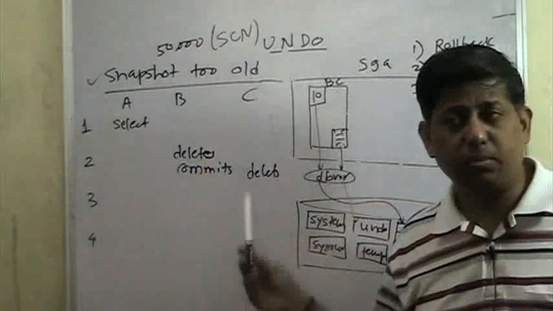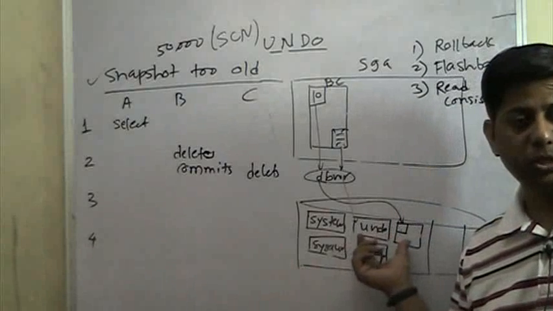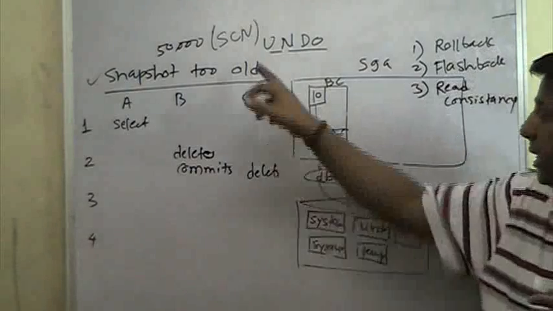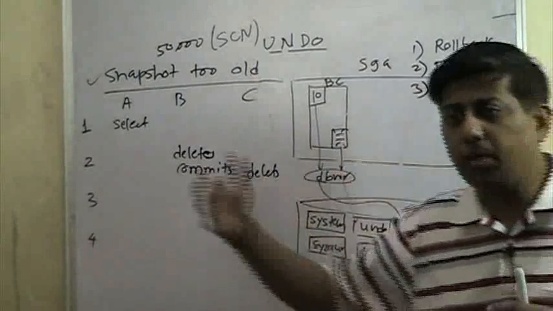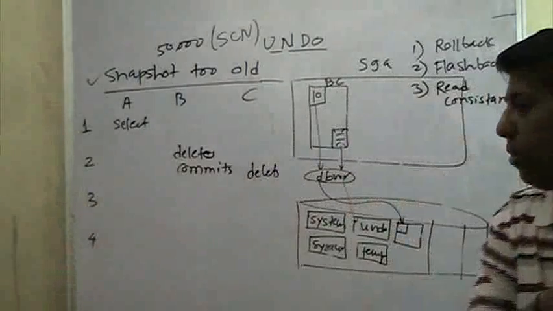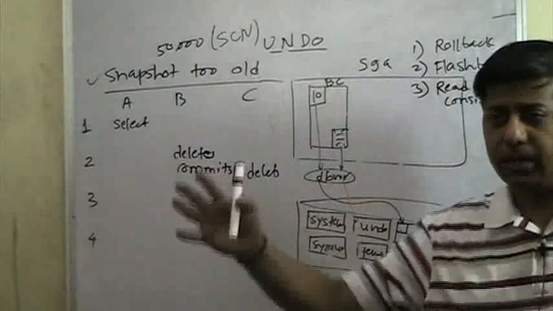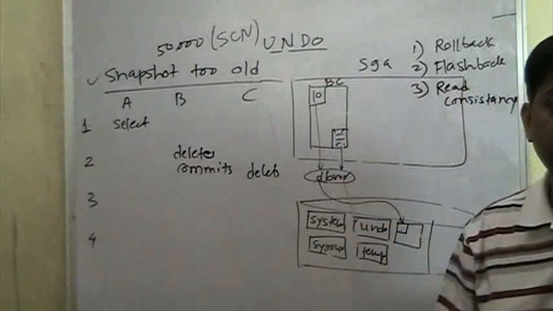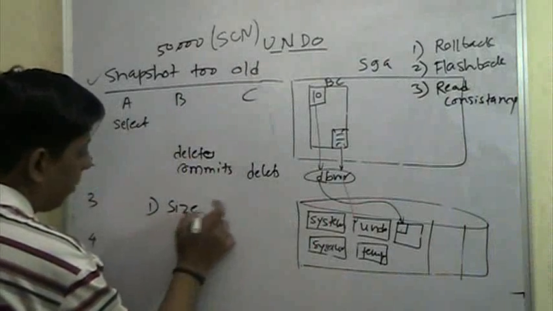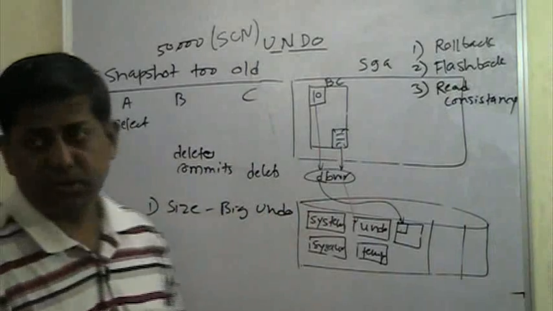So how do you avoid snapshot too old error now? You make sure that you increase the size of the undo tablespace. You increase the size of the undo tablespace, and therefore if there is any transaction which requires more undo, then it can grow and it doesn't have to overwrite on the previous expired image. So bigger size will make sure that snapshot too old error doesn't come in. So big undo size is one remedy for this.